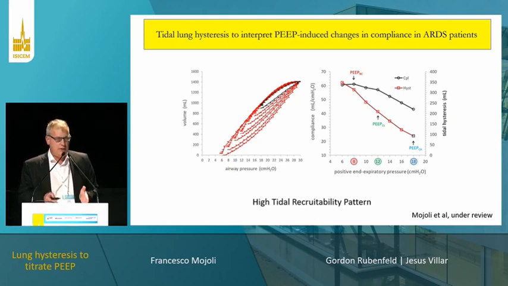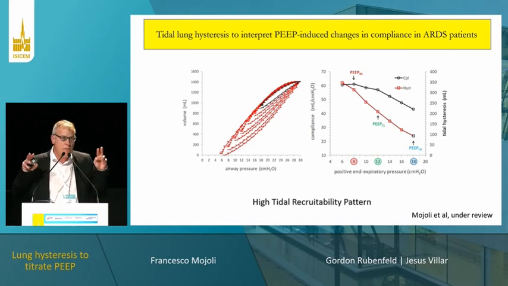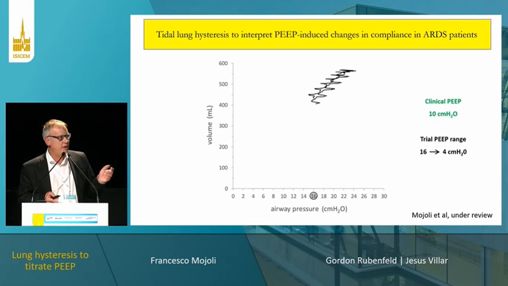In this specific patient and pattern, this combined approach clearly changed the interpretation of the decremental PEEP trial, because it suggested keeping PEEP, a very high PEEP at 18 centimeters of water, because with this approach, we are able to identify tidal recruitment as the main reason for the improvement of compliance. Completely different is this other patient, the second pattern.